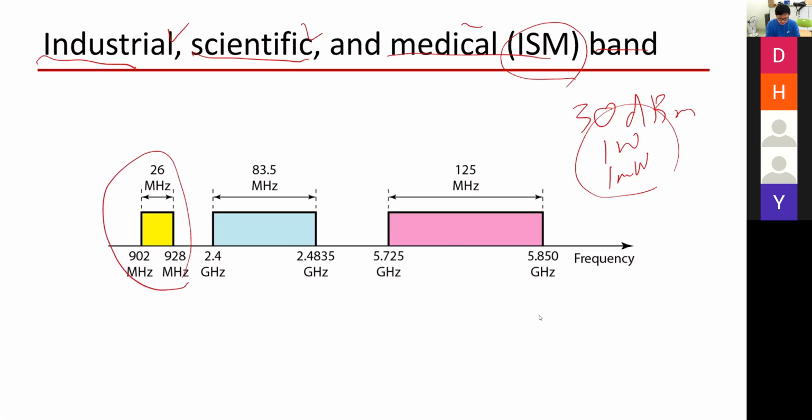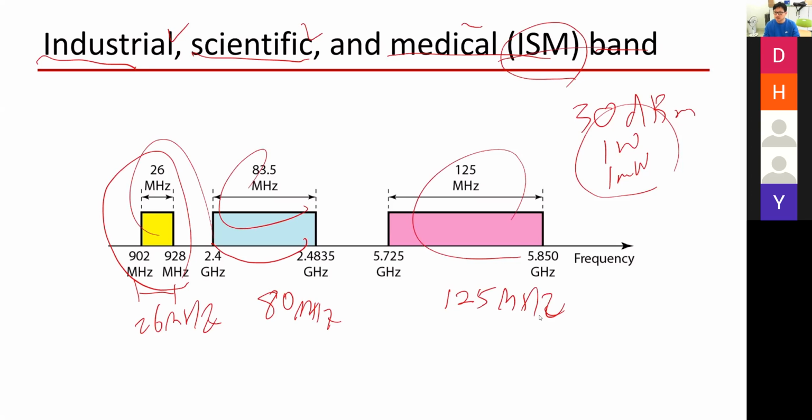There is 900 megahertz with 26 megahertz bandwidth, and there's about 80 megahertz, and about 125 megahertz allocated for the ISM band. It usually is said that if the frequency is lower, it is more expensive. Why? By the characteristic of the frequency, if the frequency is lower, your communication can reach further. If the frequency is higher, you can use a higher data rate, but the communication range is shorter. So we usually say that if the frequency is lower, it's more expensive.